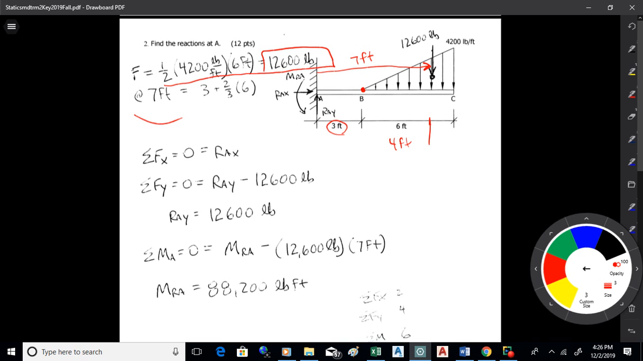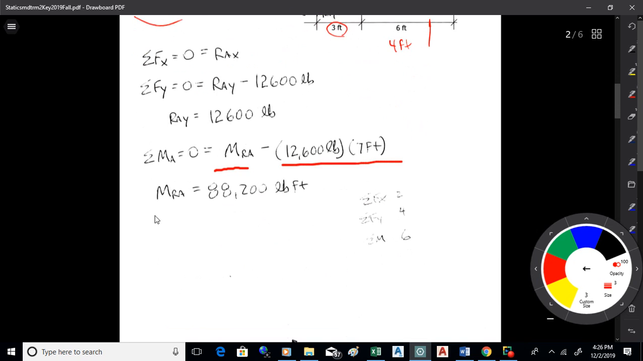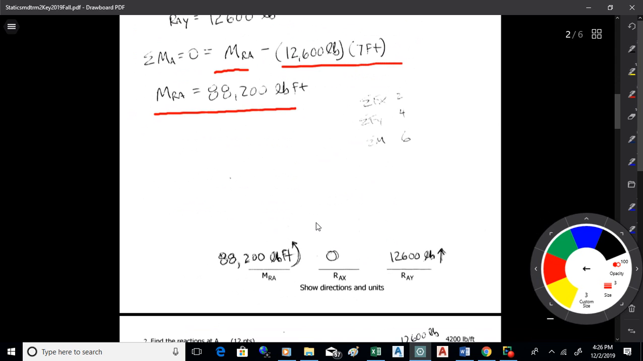So when I do equilibrium here, sum of Fx is Rax, it's just 0. Sum of Fy, I got Ray up. And then I've got the 12,600 down. So Ray is 12,600. Then I sum moments about A, MRA. Counterclockwise as I have it is positive. And then I've got the 12,600 times the 7 coming around clockwise for negative. So the MRA, I don't know if I said that right or not, but it's counterclockwise, so it's positive. So as I have it drawn there, it's counterclockwise. All right. And then the 12,600 times the 7 is clockwise. So I can solve for MRA. That's 88,200.